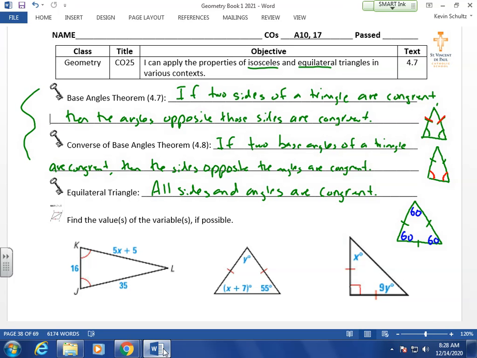So with those properties in mind, let's take a look at some of the examples down here. I am going to go over 3 of them with you. The other 3 are going to be in your Google quiz that you must get 100% on, so please do that tonight.